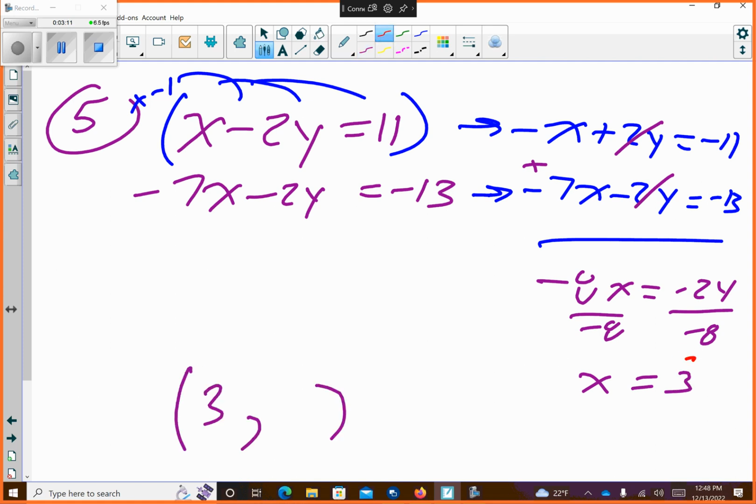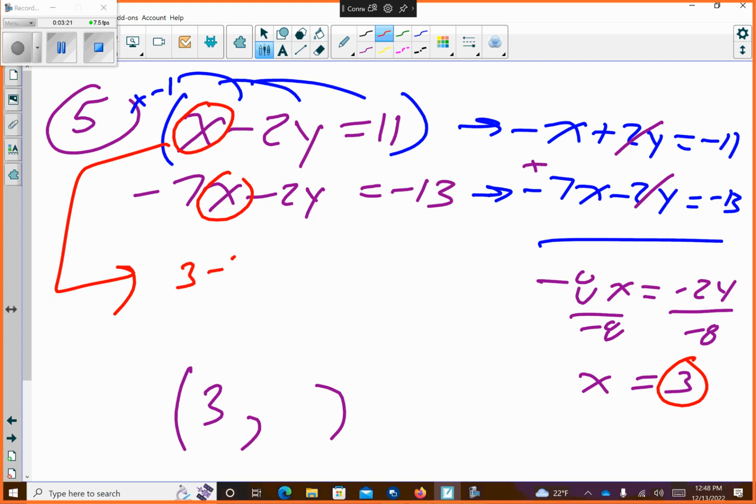I'm going to take this 3. I'm going to plug it into either the top or the bottom. Doesn't matter which one. So I'm going to plug 3 in for x. So I get 3 minus 2y equals 11. Subtract 3. Subtract 3. So negative 2y is equal to 8. Divide each side by negative 2. So I get negative 4.